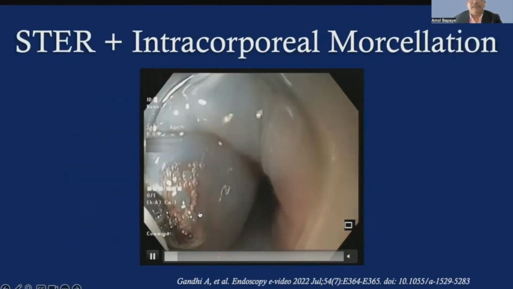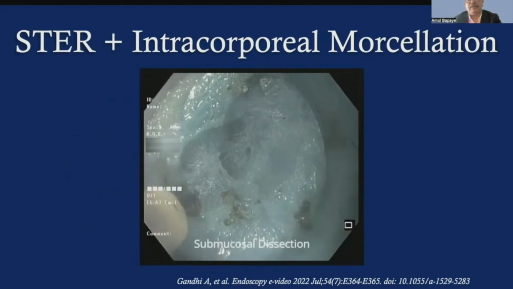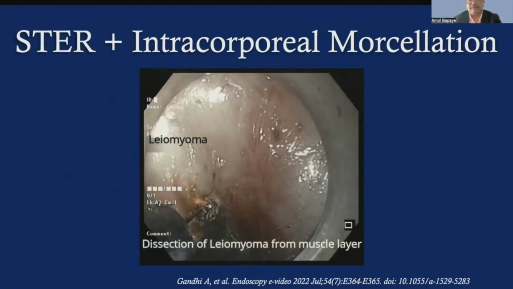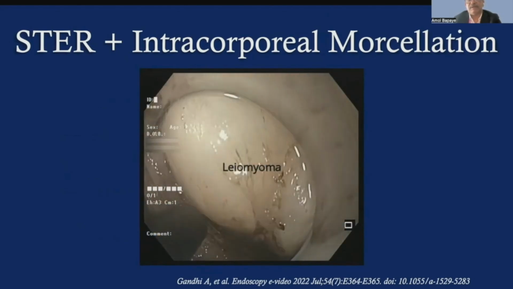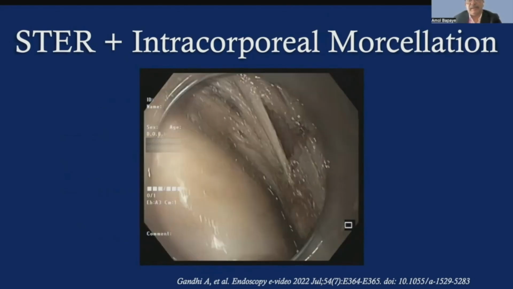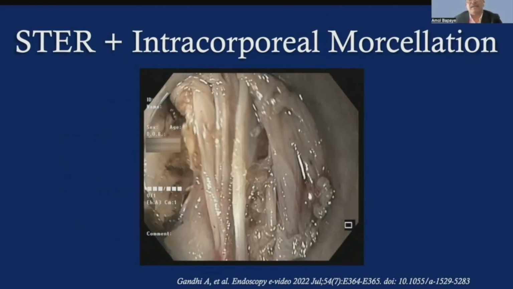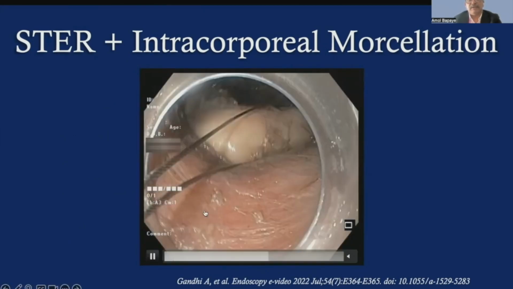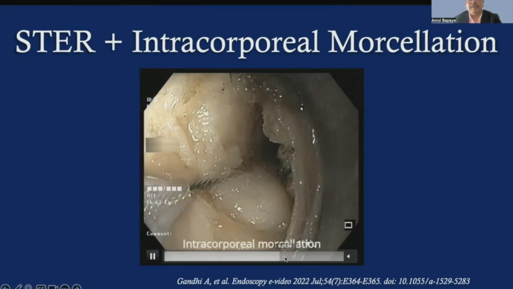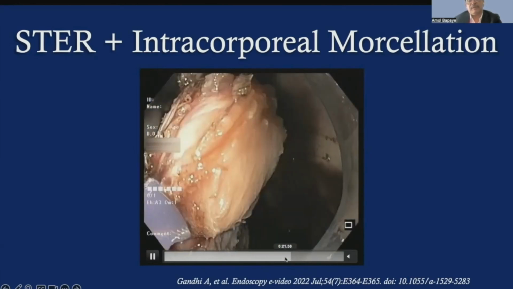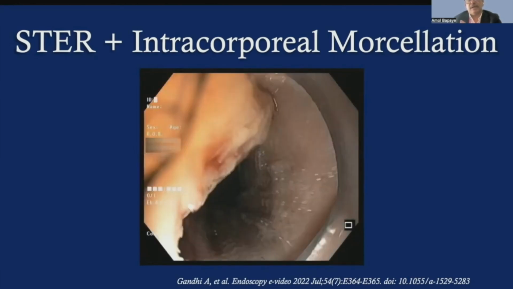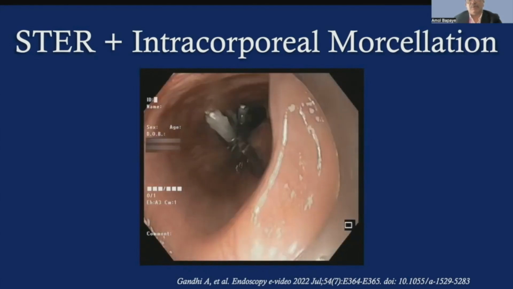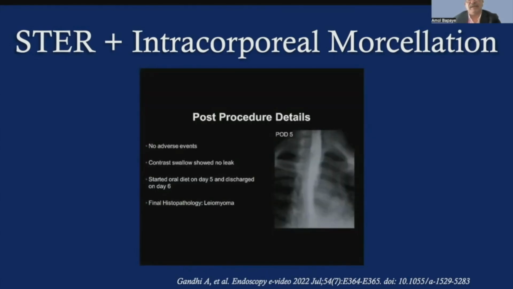Very large tumors, and how do we access them? As I mentioned, large tumors can become difficult to treat by STER because it is impossible to deliver them out of the mucosal opening. So what we can do is perform an intracorporeal morcellation. We cut the tumor into multiple pieces and then deliver the tumor pieces out of the mucosal incision and mouth before closing the defect, and this is how we can manage it.